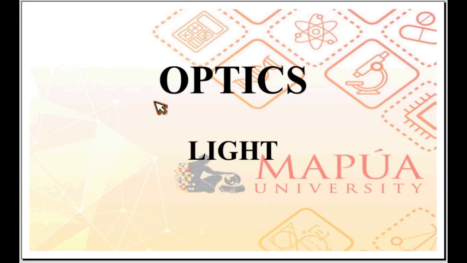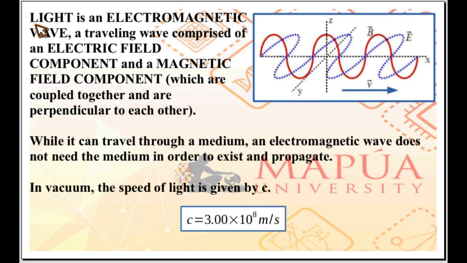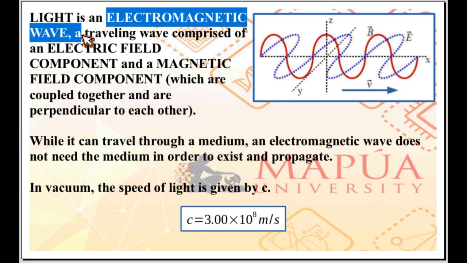And now we come to the topic of optics. In this video, we take a look at the concept of light. Light is an electromagnetic wave. It's basically a traveling wave comprised of an electric field component and a magnetic field component.